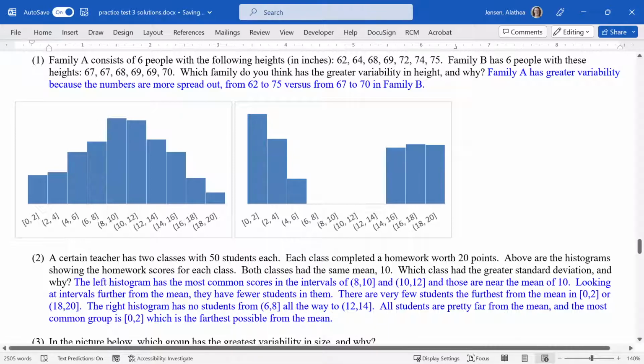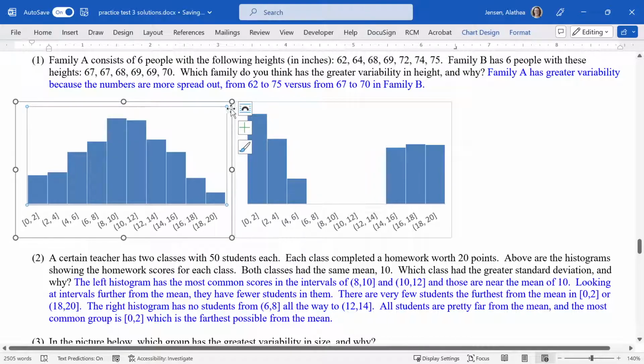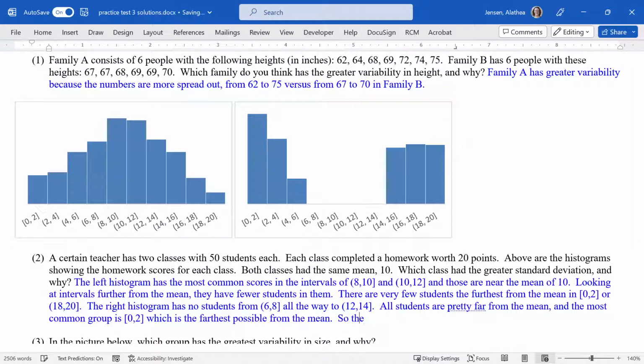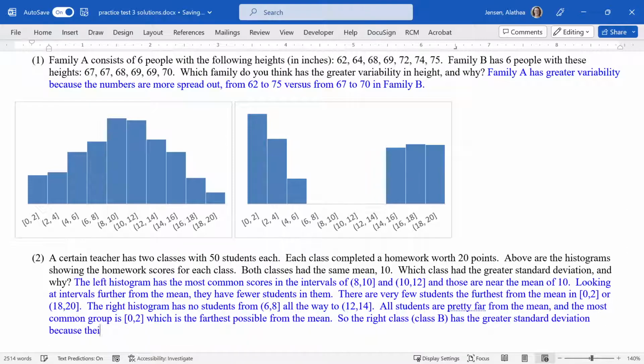So based on all that description, the left one has the greatest number of students pretty close to the mean, the right one has no students close to the mean, everyone is far from the mean. It should be pretty obvious actually that the right class has the higher standard deviation. So the right class, or class B if you want to call them that, has the greater standard deviation because their homework scores are farther from the mean in general.